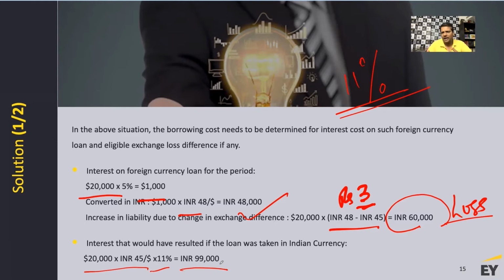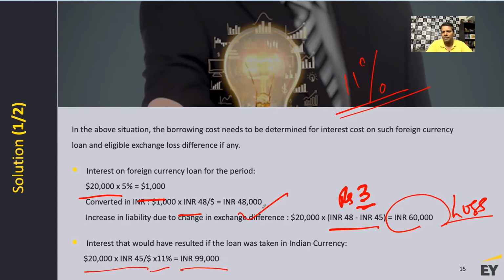But I wanted to borrow money in foreign currency, right? So I actually borrowed $20,000. Now the question here is that one is the direct interest, which is 48,000, that anyway is eligible to be considered for the purpose of capitalization. Now I need to determine how much is the exchange loss. How much is the exchange loss? Total exchange loss was 60,000.